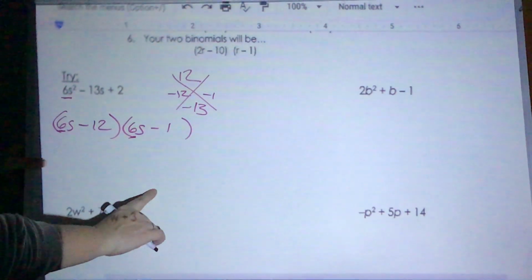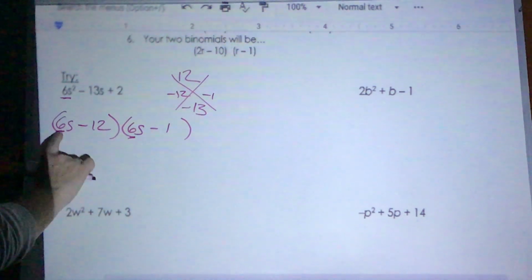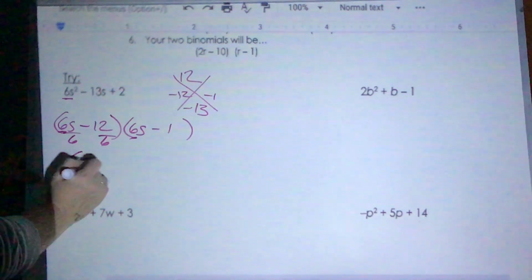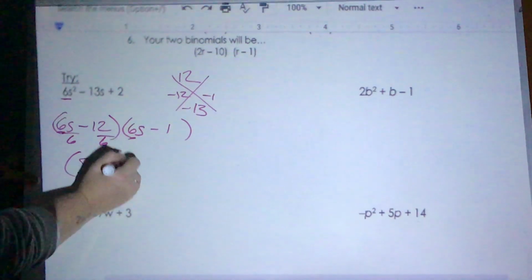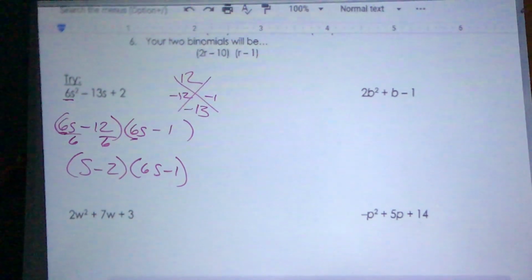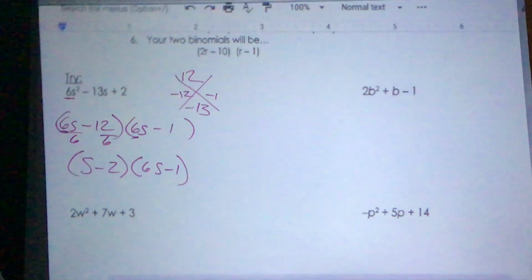This parentheses can't be scaled down, but this one can. They can both be divided by 6. So this parentheses becomes x minus 2. And this one will stay 6x minus 1, which is the answer we got during the split or grouping method.